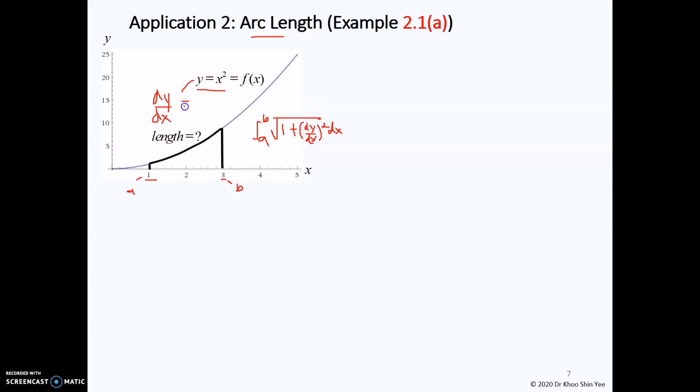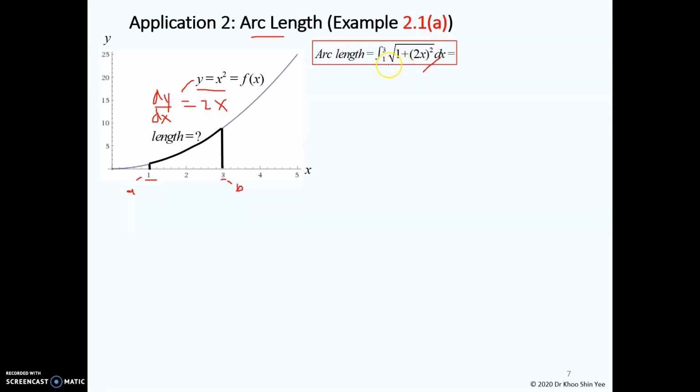Differentiate the y, you should obtain 2x. So you can substitute the a, b and dy over dx inside. Then you should obtain this, where you can compute the arc length by using this formula. Previously, you have learned that if you want to integrate some function with the square root of a squared plus x squared format, like this.